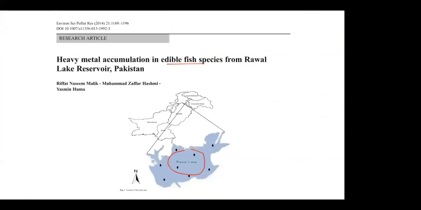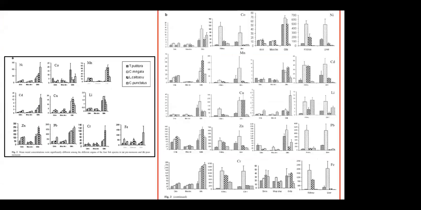I was just telling you how different edible fish species can be used as a biomonitoring agent for heavy metal contamination of fresh water. You can see here the trends of the different metals in different fish species, and we collected different parts of the fish, such as the skin, muscles, gills, kidney, and the liver.